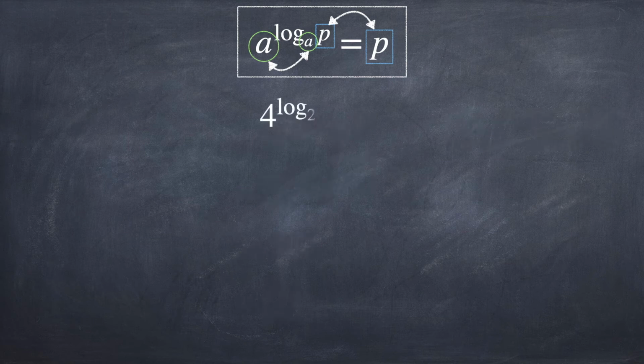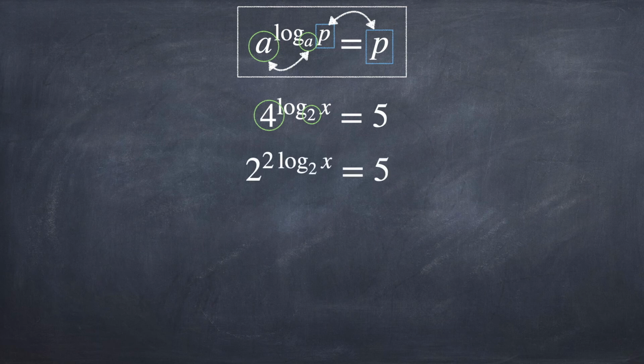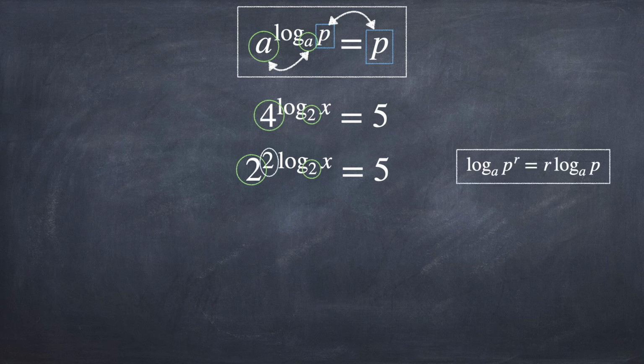In the second example, we have 4 to the power of log base 2 x equal to 5. First, we need to make the number 4 and the base of the log the same. You can either change both to 4 or 2. Here, I choose to make both of them 2. Again, we have an extra term of 2, and using one of the laws of logarithms, we can make it into x to the power of 2.